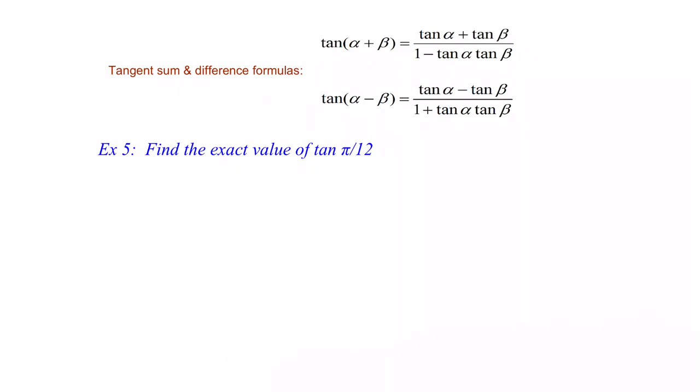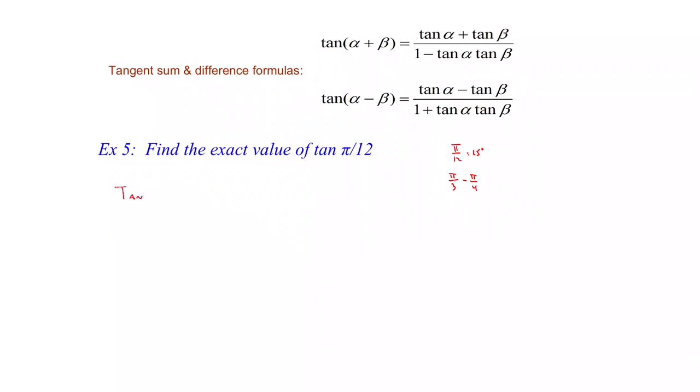The last one we're going to look at is the tangent sum and difference formulas. You can see that these are a little bit more intense in terms of having the division and things like that. Let's go ahead and find the exact value of tangent of pi over 12. Now pi over 12, in terms of degrees, is 15 degrees. How can we get pi over 12? Well, you know 45 minus 30, 60 minus 45. So we can take pi over 3 minus pi over 4. That would be 60 minus 45. So that's what we'll use.